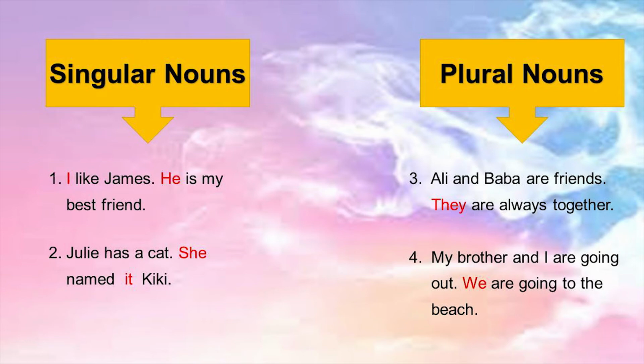Now let us look at the examples of plural nouns. Ali and Baba are friends. They are always together. My brother and I are going out. We are going to the beach.